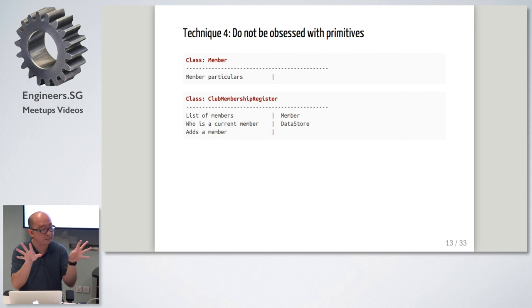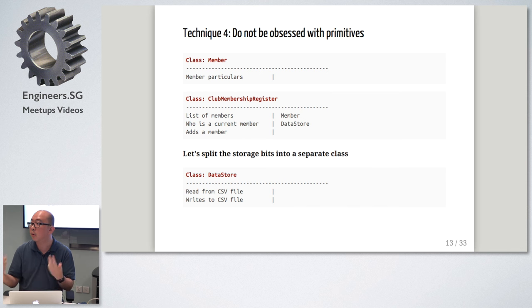So we still have a member class. We still have a membership register, but it knows less things now. So the club membership only knows about the list of members, who are the current members, and how to add a member. And then it collaborates with the members class. It also collaborates with a data store class, which we'll create later. The data store class could be your ORM or some database connections that you have, right? So this data store class could be abstracted away.